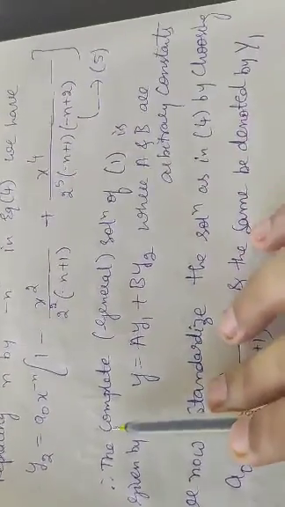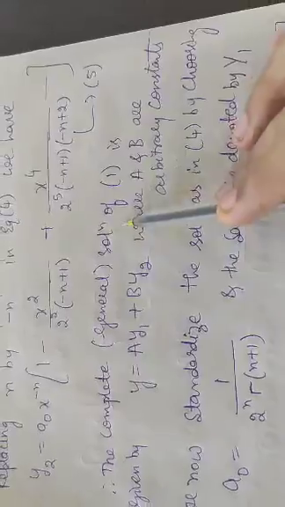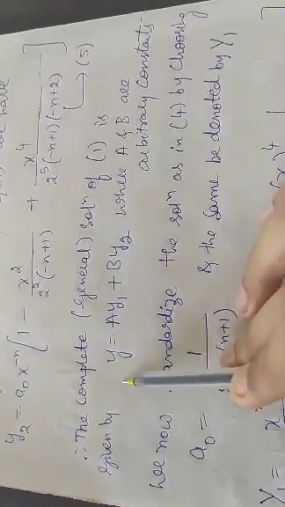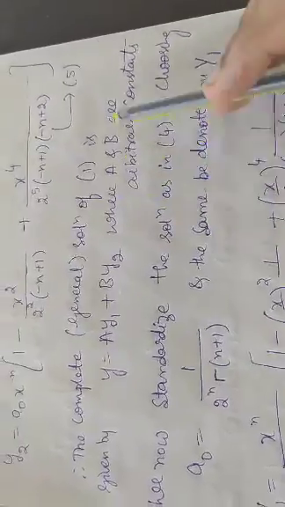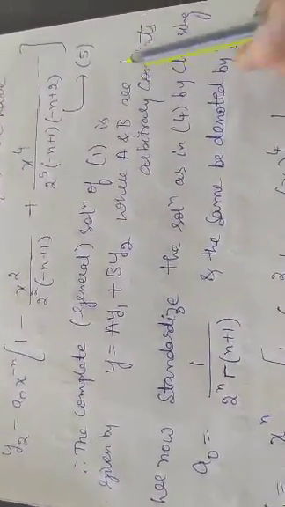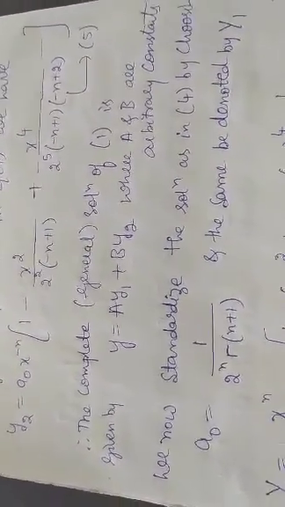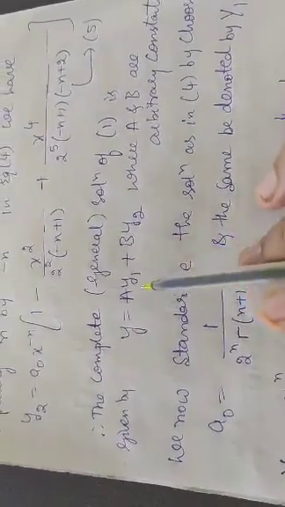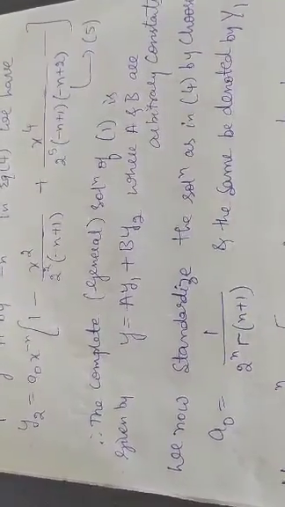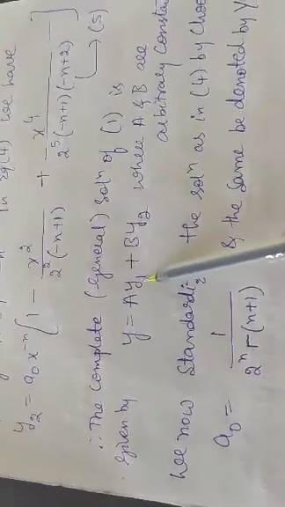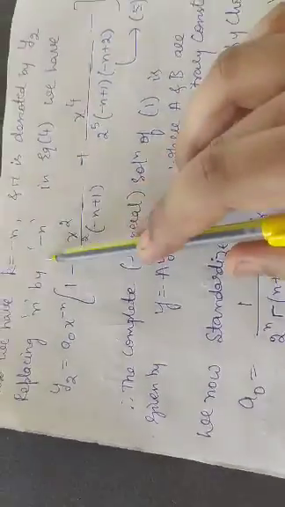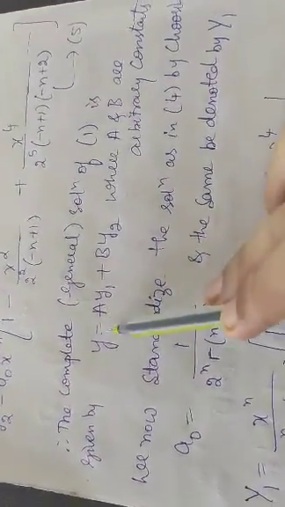Now the complete, general solution of the equation is y general equals a times y1 plus b times y2, where a and b are arbitrary constants. This is the general solution of the Bessel equation: a y1 plus b y2. Here y1 is the case when k equals n, and y2 is the case when k equals minus n.